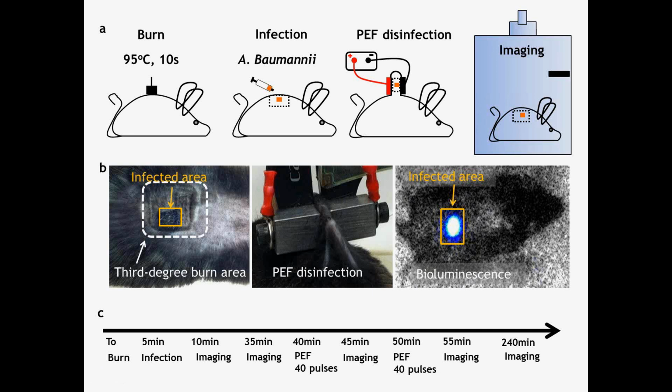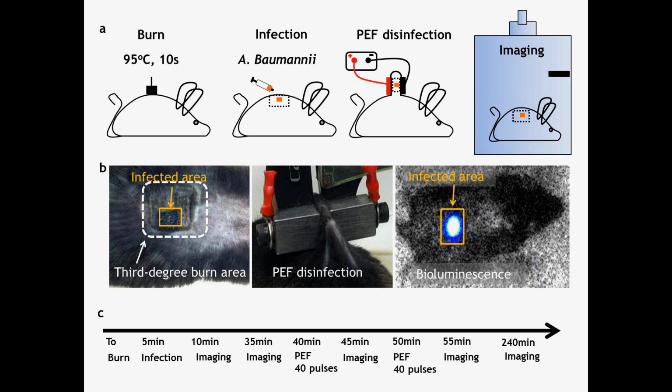We left it for 30 minutes to see that the infection takes place and the bacteria is not swept away and doesn't disappear. So at 35 minutes we performed another imaging, to be sure that the infection is there, and then we treated the wounds for the first time with 40 pulses. Then we performed an imaging and we treated them again with another 40 pulses, so in total each mouse was treated with 80 pulses. And we performed the imaging and then we waited for 3 hours.